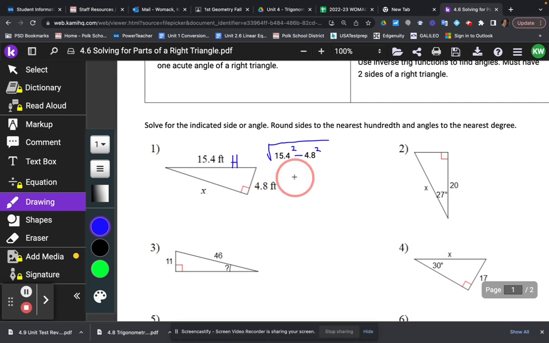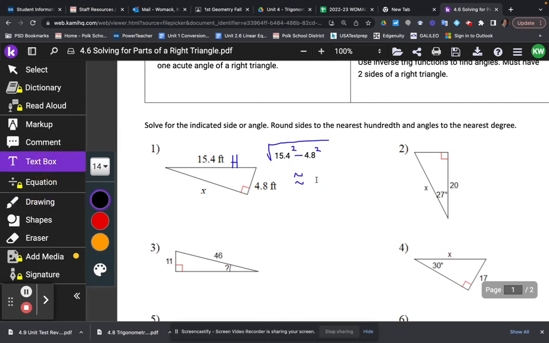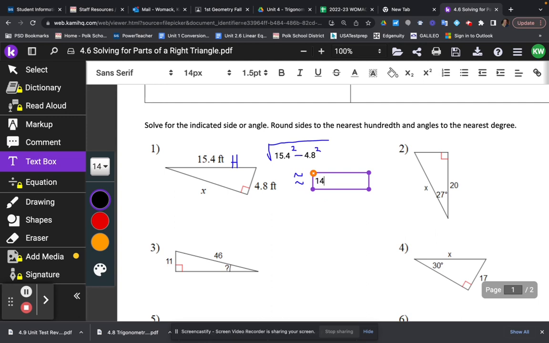And so when we do that, when we round to the nearest hundredth, we're going to get approximately, that's the symbol that I just drew right there, 14.63.